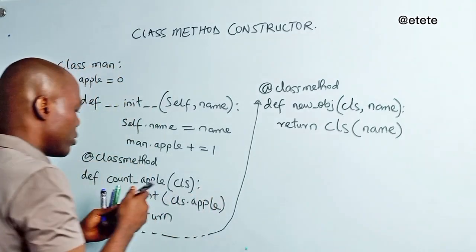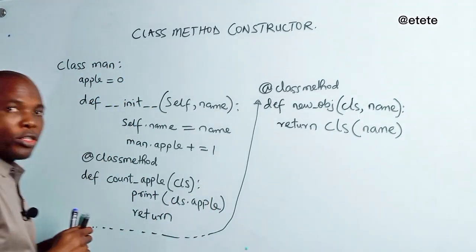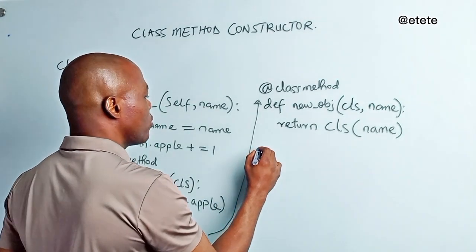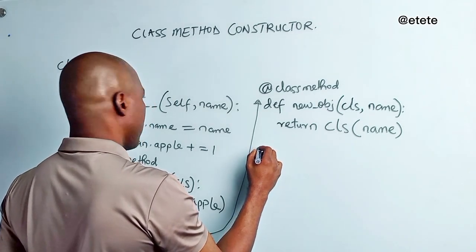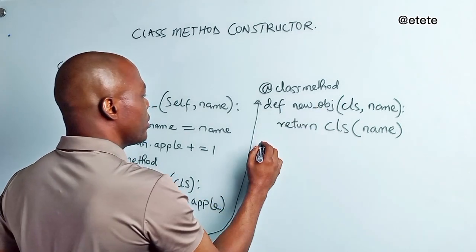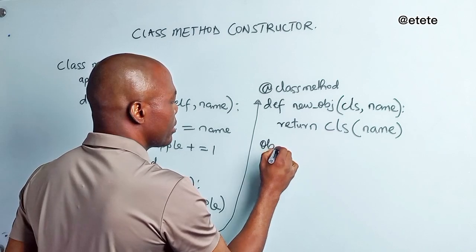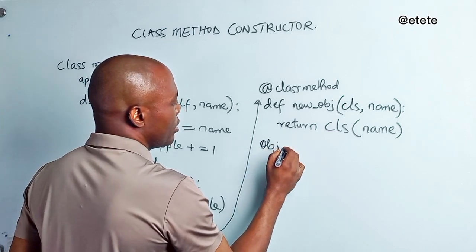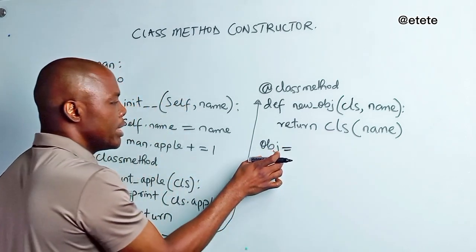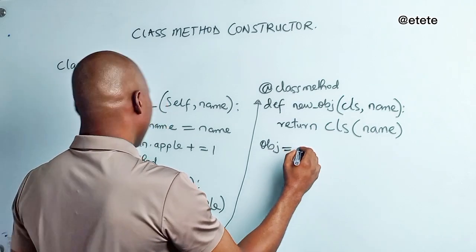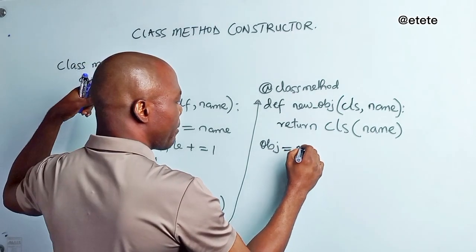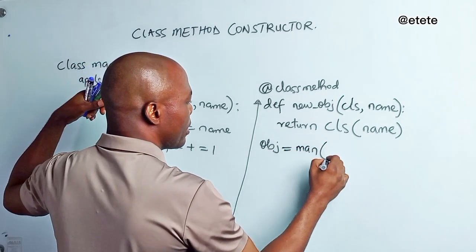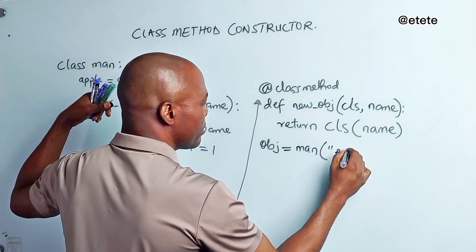Now, I want to instantiate this class. So the first thing I will do is object one. What did I put here? New object. Okay, so I'll say object one. In this one, I am going to say, which is what? Man. And I'll supply Adam to it.